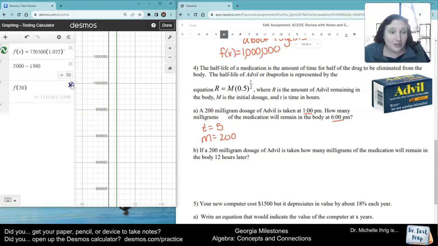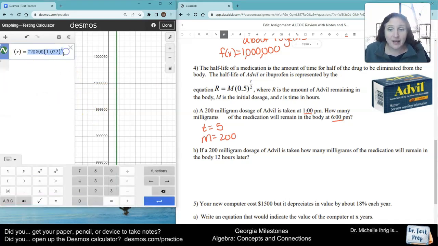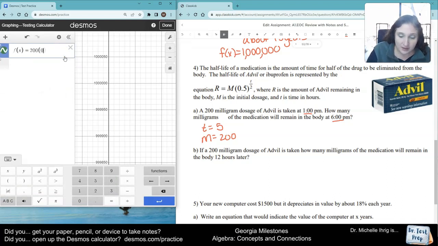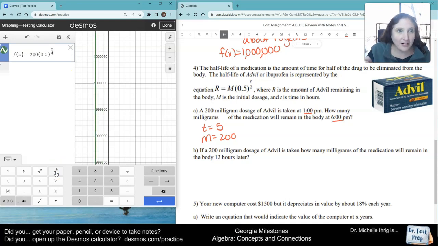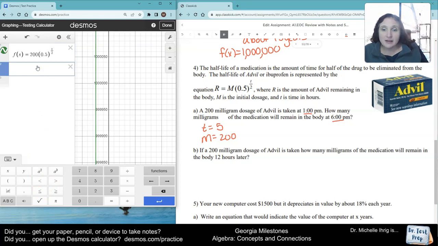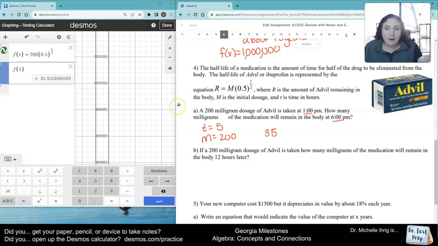All we're going to do is go over here and have my f of x. And I'm just going to type in my initial dose is 200, 0.5, and then it says to the t halves. So we're going to use this little AB button and then do x over 2 as my fraction. So this is my problem right here. And then it says when t equals 5. So I'm just going to put f of 5, and that's what my dose is. How much will be remaining in my body? About 35 milligrams will be left.